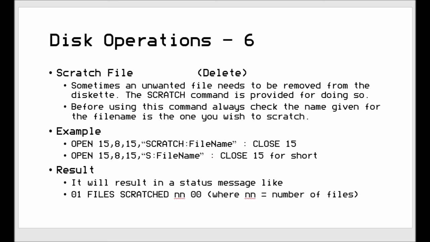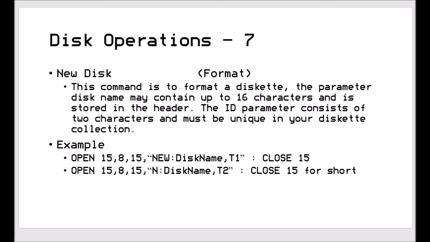Operation 6 is scratch a file. Well, in this case it's going to be called delete, and with delete you're going to want to delete unwanted files off your disk, and this is the system that will allow you to do it. Sometimes you can put some wildcards into the scratch system, and it will tell you how many files it has deleted, and that normally comes with the status, and it's the track number that gives you the number of files that it's deleted.